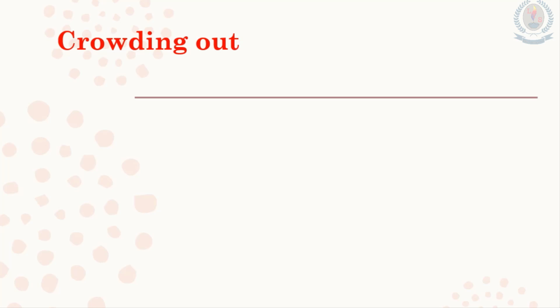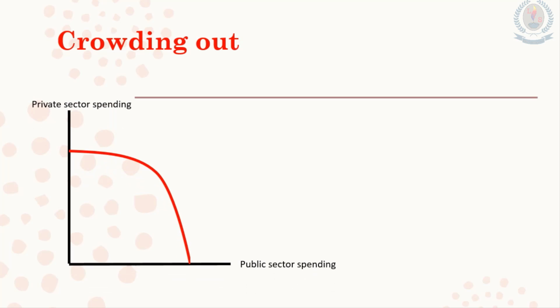Crowding out. If the economy is at full employment and on its production possibility frontier, it would seem logical to suggest that increasing government spending in the public sector will lead to a decrease in spending in the private sector. Now this is the full efficiency line. The red line shows the full efficiency in an economy.